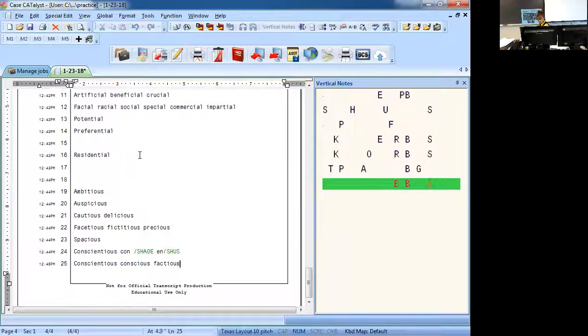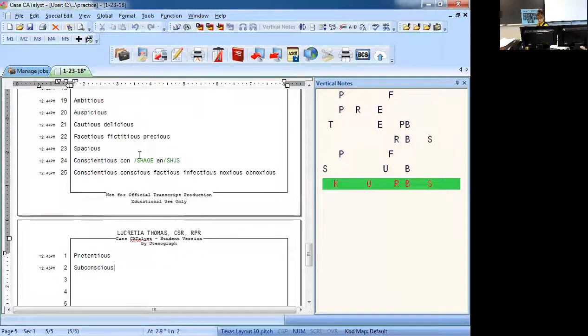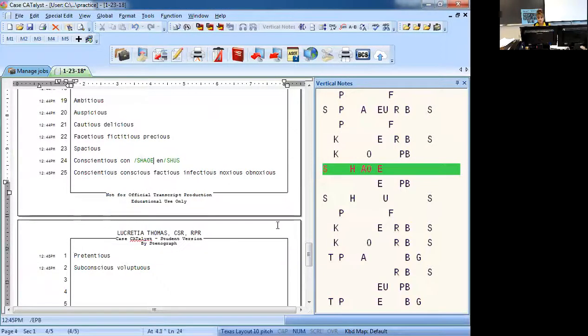Factious, infectious, noxious. Just writing some of these words for you. Obnoxious, break them up. You've got pretentious, subconscious, voluptuous. Make sure you know how to stroke these words. Look back at my screen as many times as you need to figure out how to stroke them. It's nice to have your dictionaries hooked up.